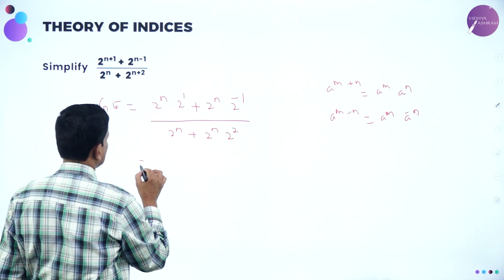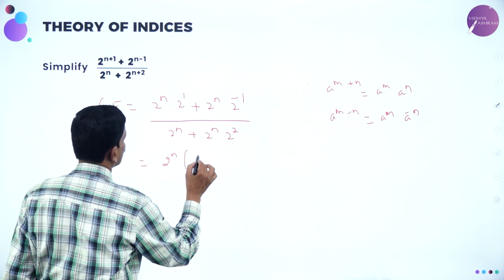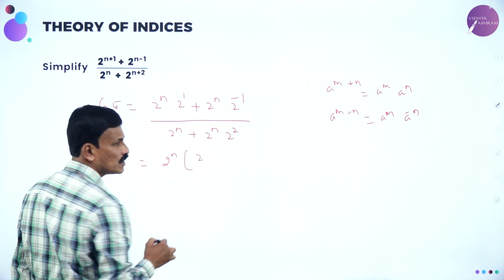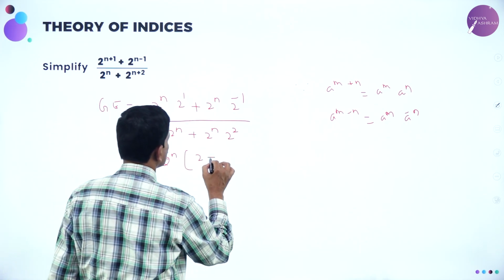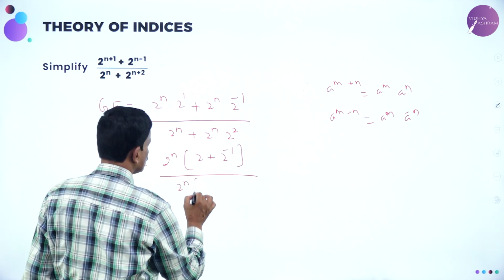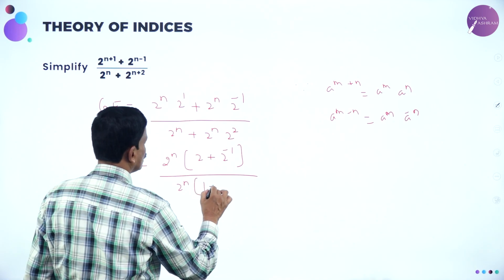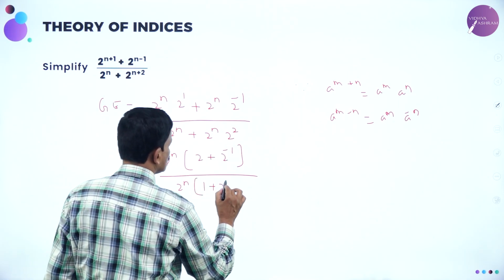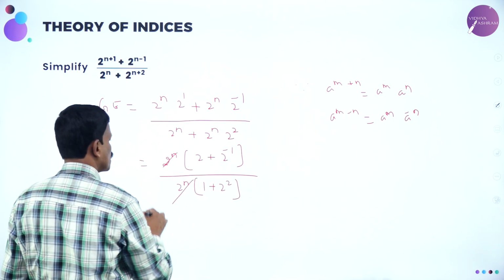So in the numerator we can take 2 power n common factor. What is left over is 2 to the power of 1, which is 2, plus 2 to the power of minus 1, divided by, in the denominator also 2 to the power of n common factor, 1 plus 2 raised to n is gone, 2 square. Now these two get cancelled.